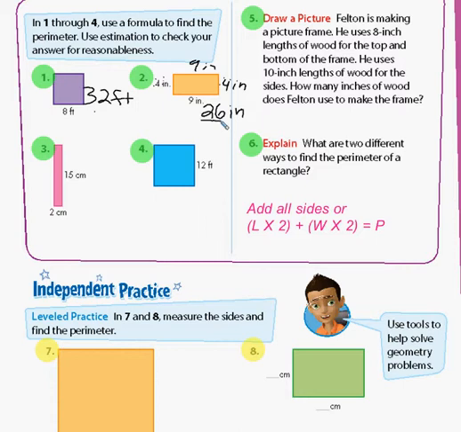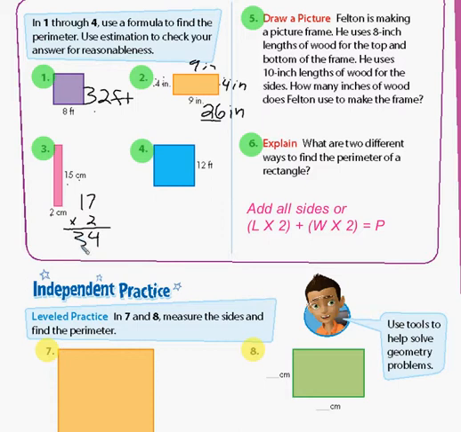Number 3, we're going to use a formula. You're going to add the length plus the width and multiply by 2. So 15 plus 2 is 17. And all I need to do is multiply that by 2. 2 times 7 is 14. And 2 times 1 is 2, plus 1 is 3.